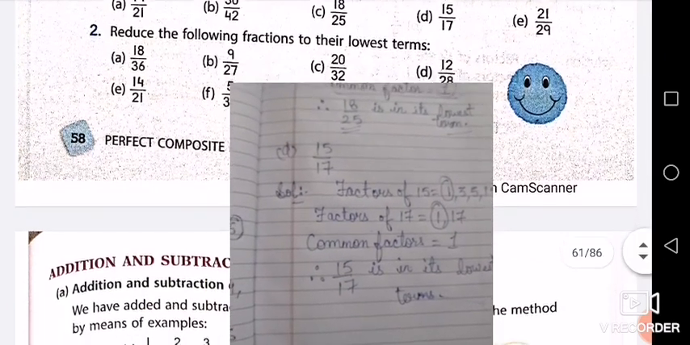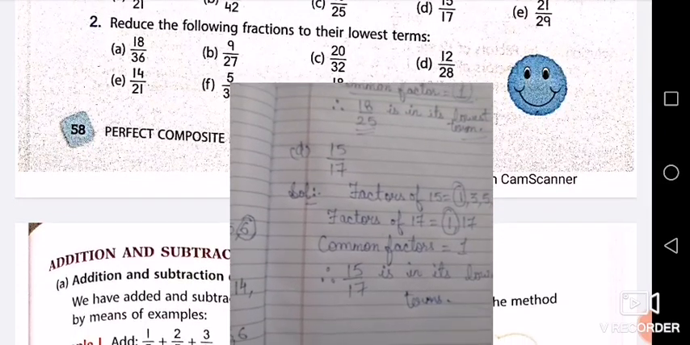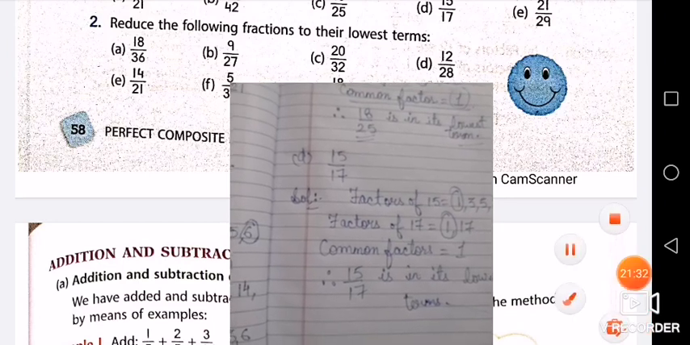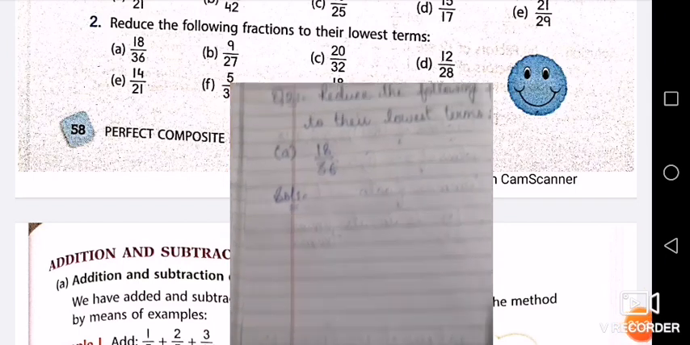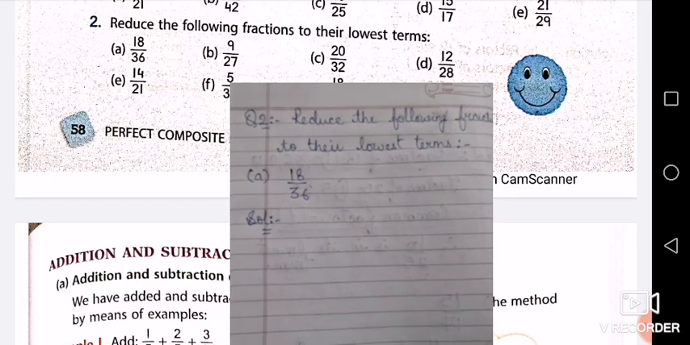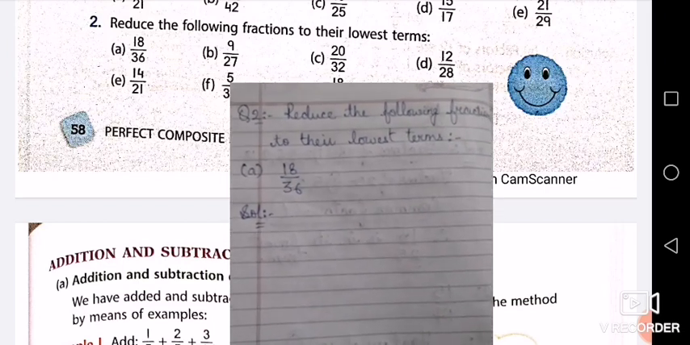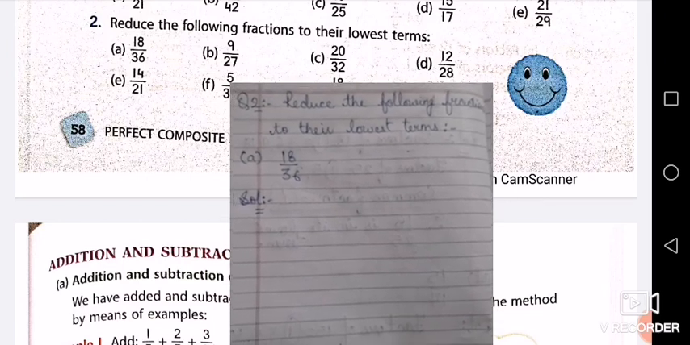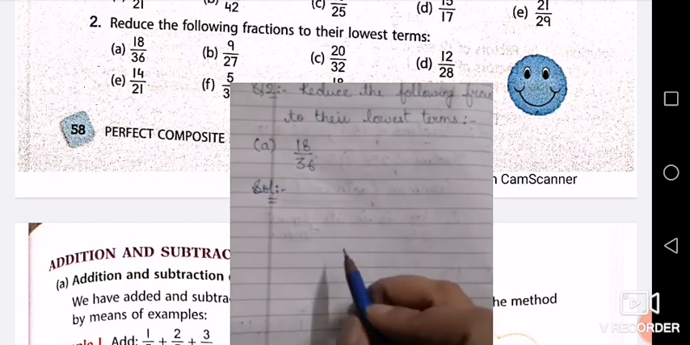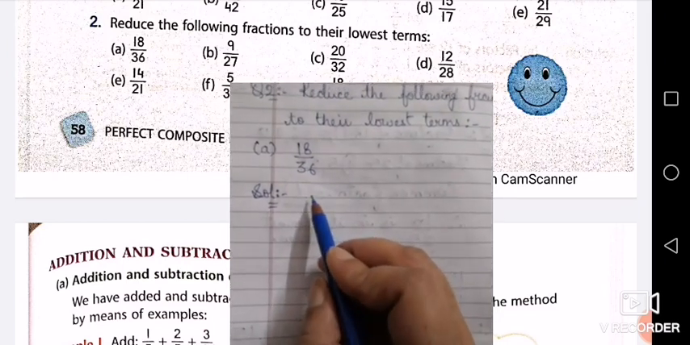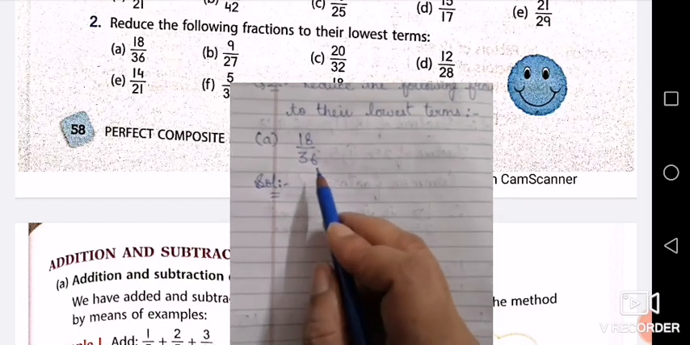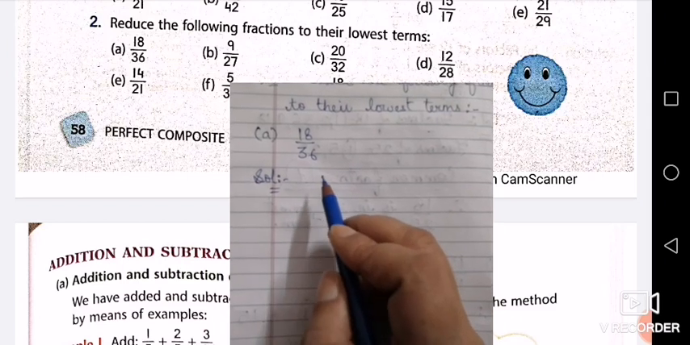Now we will move to our question number 2, which is: reduce the following fractions to their lowest terms. Now as I told you, you can divide the numerator and denominator by their common factors, or you can divide them by their HCF also.